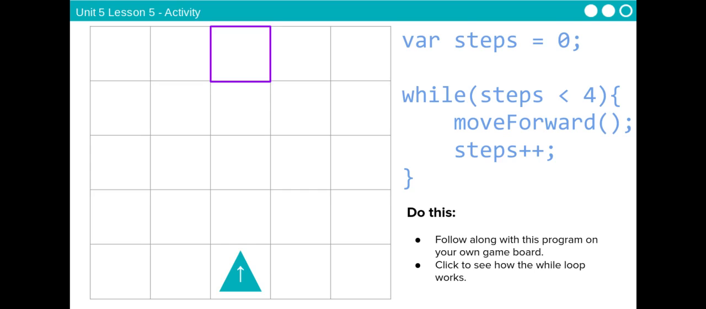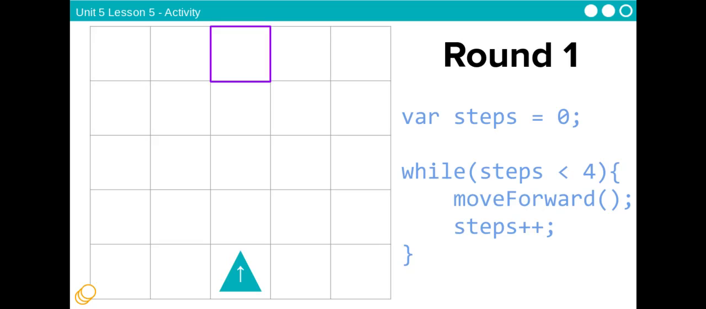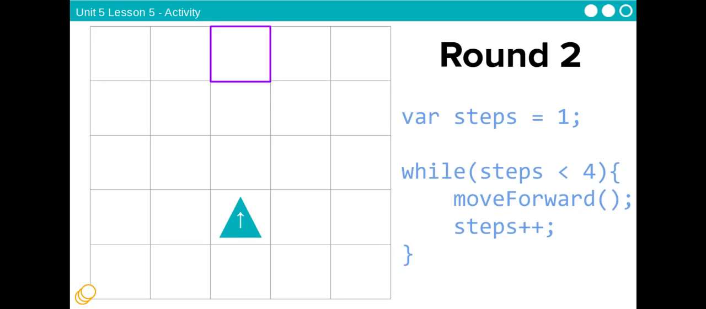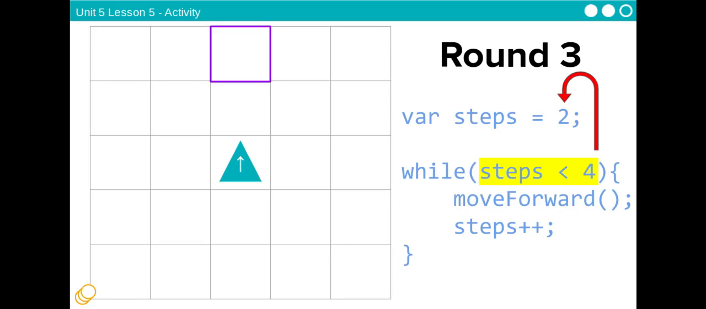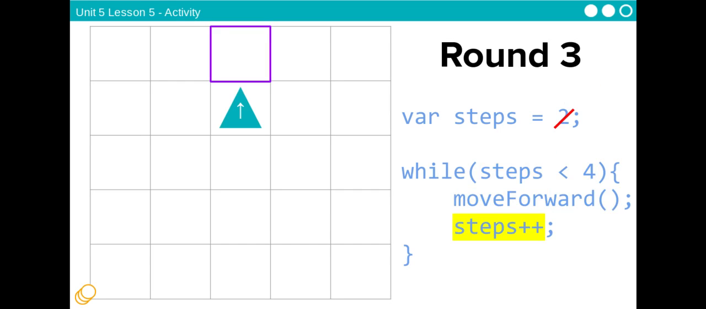Let's run this program. Set up your board with the robot in the same place as the robot on the screen. We are going to run each step of the loop together. Read the code and complete the first round of the loop. You may want a sticky note or scrap piece of paper to keep track of the value in the variable. For round 2, we're going to do the same loop again. For round 3, we'll continue again.